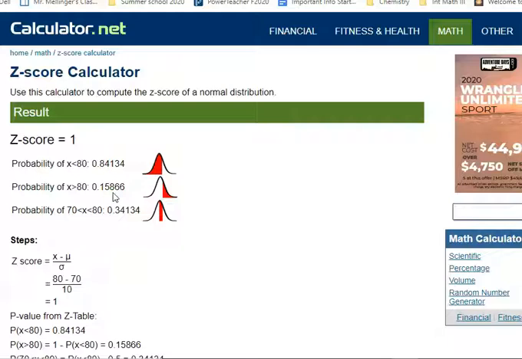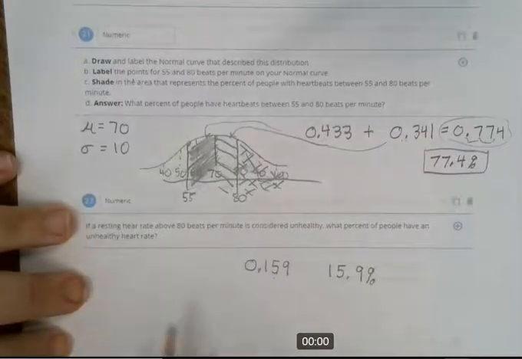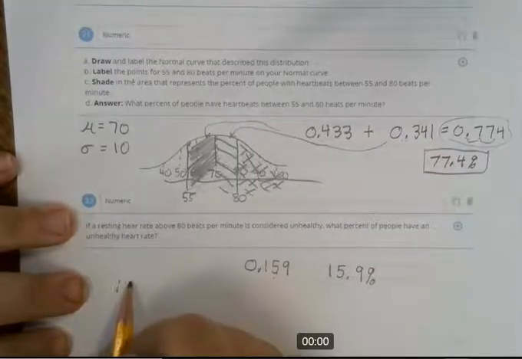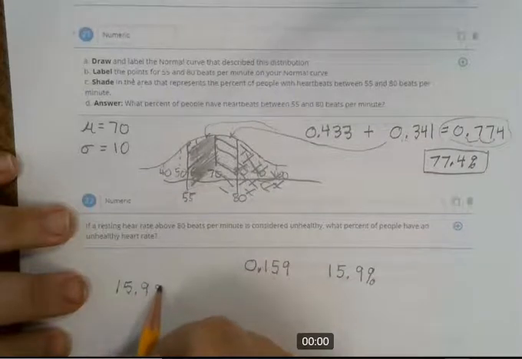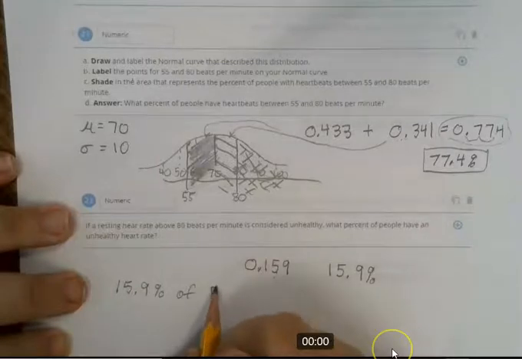So it's 0.159, and if we move the decimal over, we get 15.9%. Okay, so that right there, that's the number we're looking for. 0.159 is the probability. 15.9% is that they're to the right of 80. That's greater than 80. So I'll go back to my camera and I'll show you. I just wrote that right there. So you can just write that as a sentence, that 15.9% of people have unhealthy heartbeats.